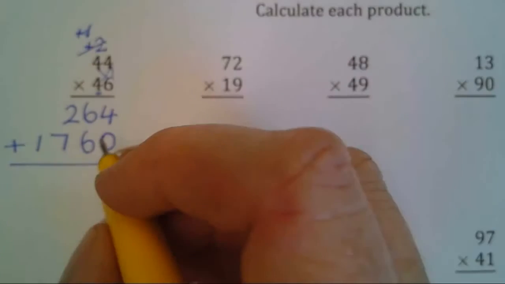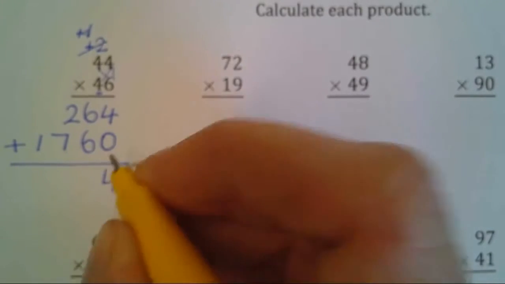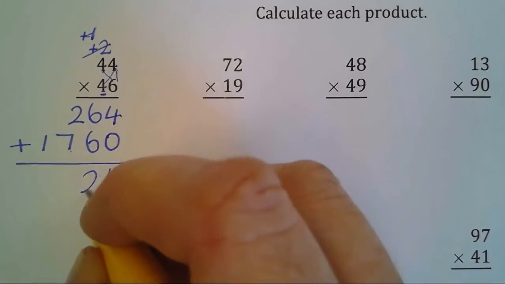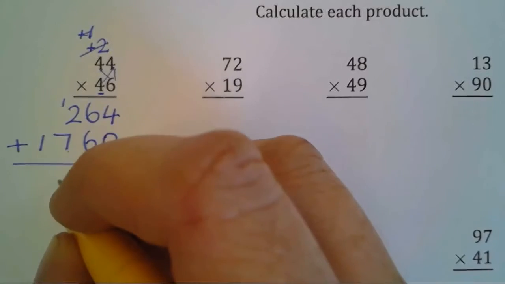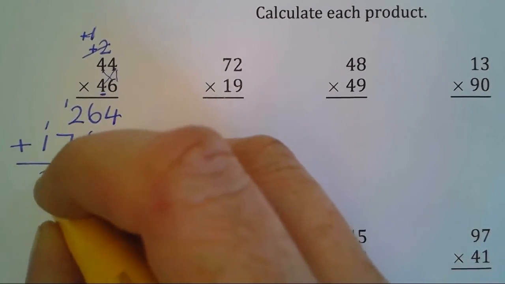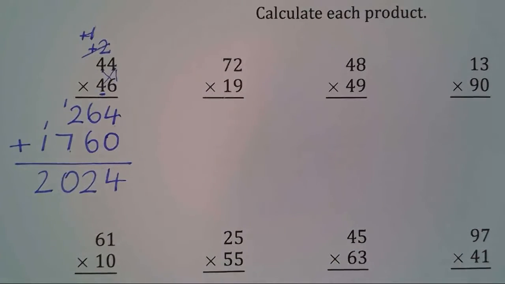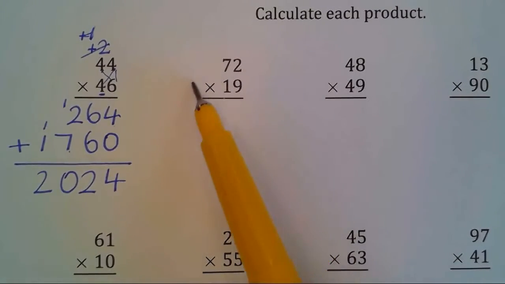Okay? Now, when I add it all together, I've got 4 plus 0 is 4. 6 and 6, 12. Put my 2 down and carry my 1. 1 and 2 is 3 and 7 is 10. 0 down, carry my 1. And then 1 and 1 is 2. So my answer, overall, 2024. Write down this one next, please.